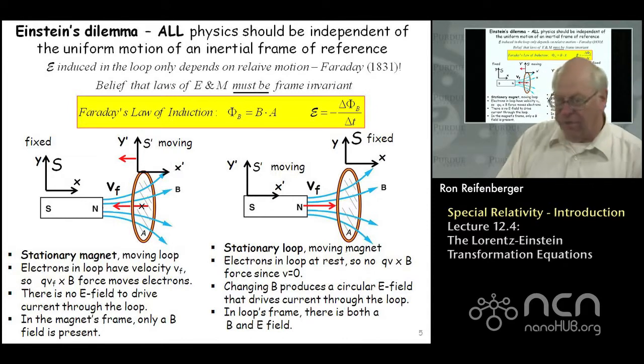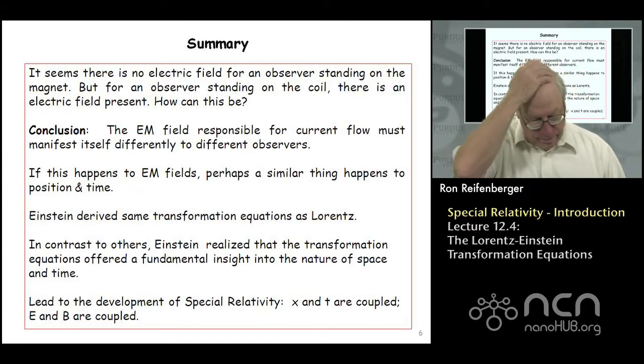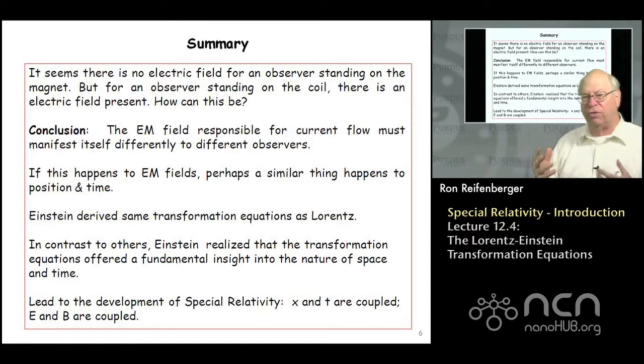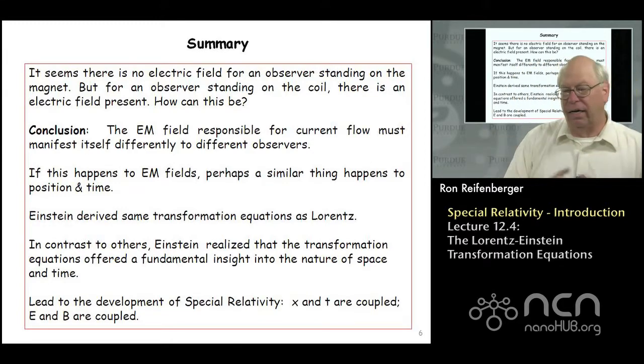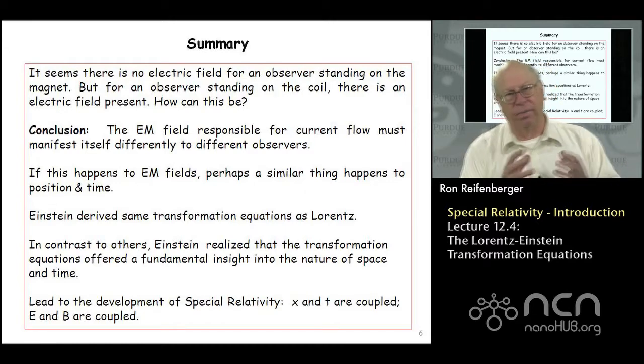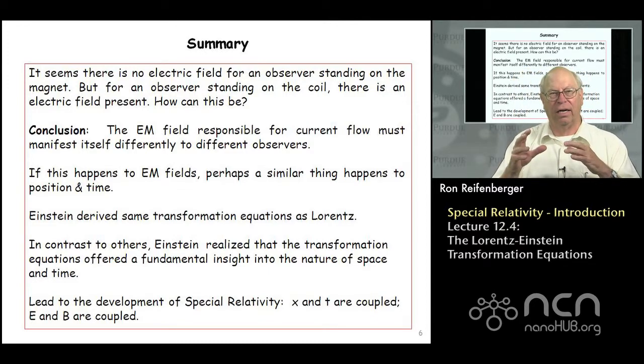So that's a fundamental problem. Basically, it says that depending on what reference frame you're in, you see different electric and magnetic fields. And the question is, how can this be? What Einstein concluded was that the electromagnetic field responsible for the current flow is just different depending on which reference frame you're in. So depending on where you're observing the experiment, you're going to get different values for the electric and magnetic field.